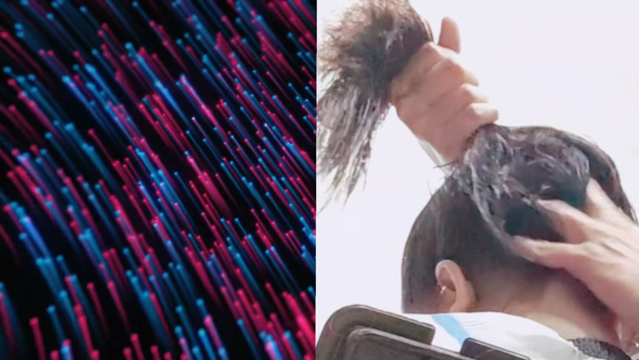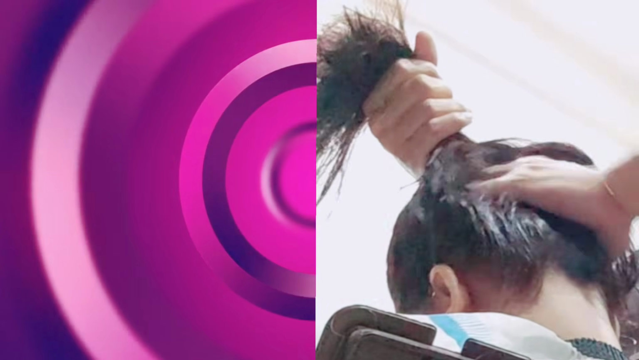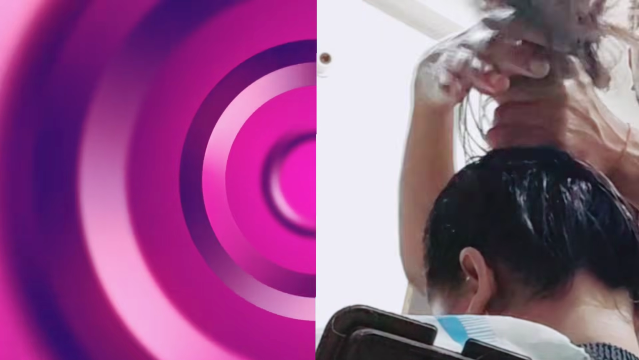And I do hair oiling at least 2 to 3 times a week. That's pretty much what my hair oiling routine looks like. Now I want to move on to the most common mistakes that people make when it comes to hair oiling and why they're not seeing any results.